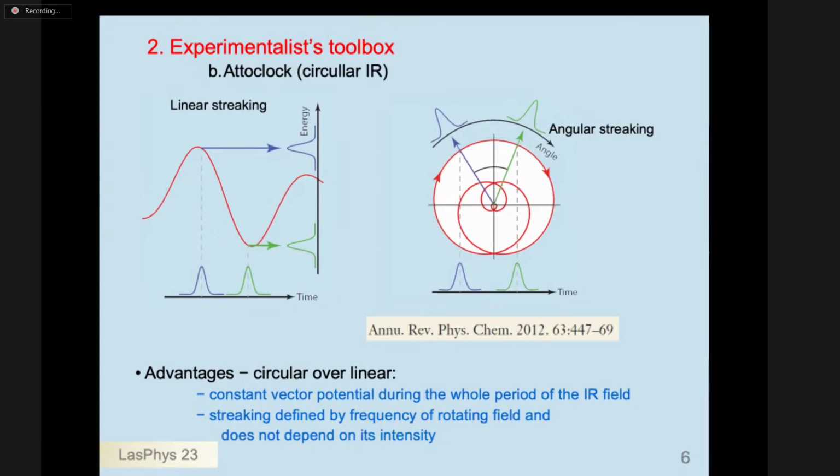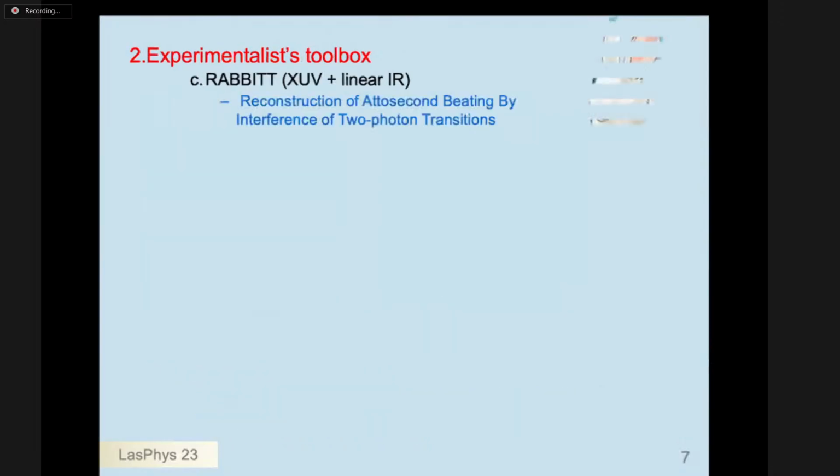Vector potential remains nearly constant if you look at this diagram during most of the cycle of the laser pulse, whereas in linear streaking, the useful period is probably a quarter of the period of the laser pulse. And also, angular streaking has a very simple conversion mechanism. It depends only on the frequency of the rotating field, whereas in linear streaking, it also depends on the magnitude of the vector potential. So angular streaking has some advantages.